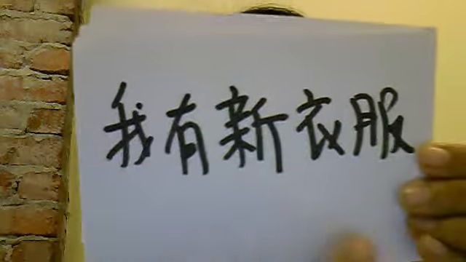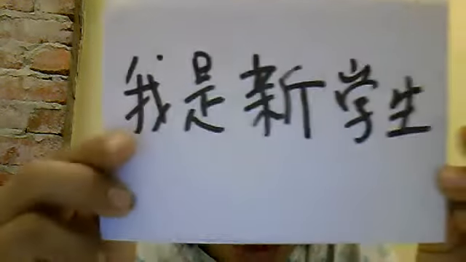我有新衣服, I have new clothes. 我有新鞋子, I have new shoes. I'm sure your kids have a lot of new things at the beginning of the school year. 我有新背包, I have a new backpack. Also you can say 我是新学生, I'm a new student. So new as in not old.